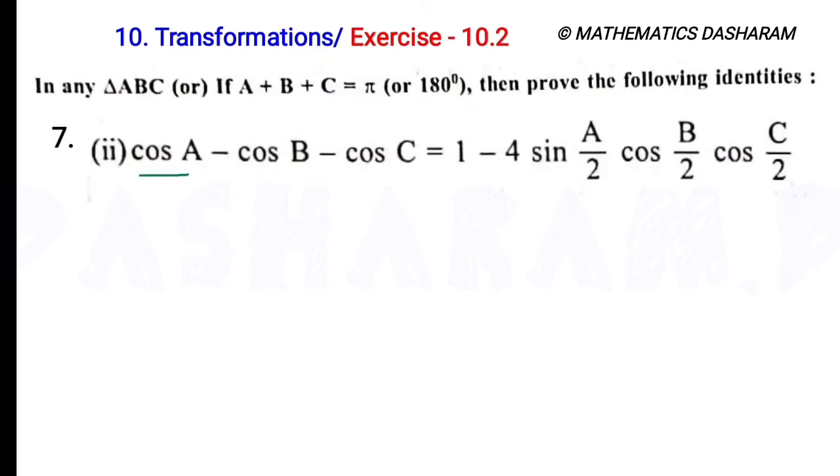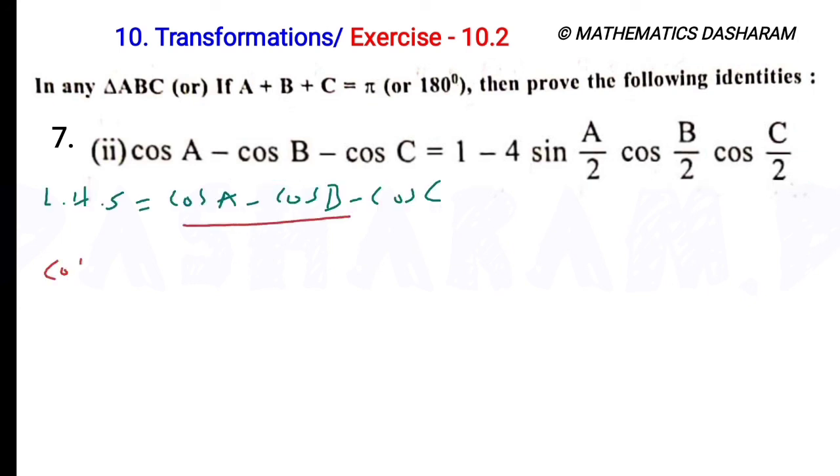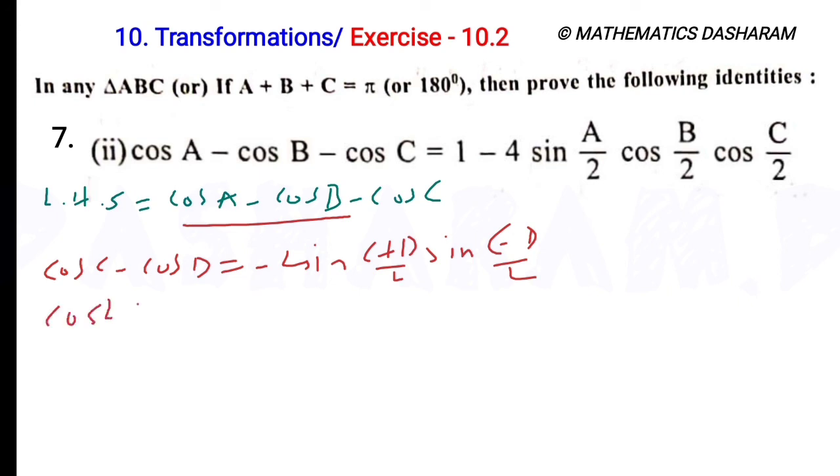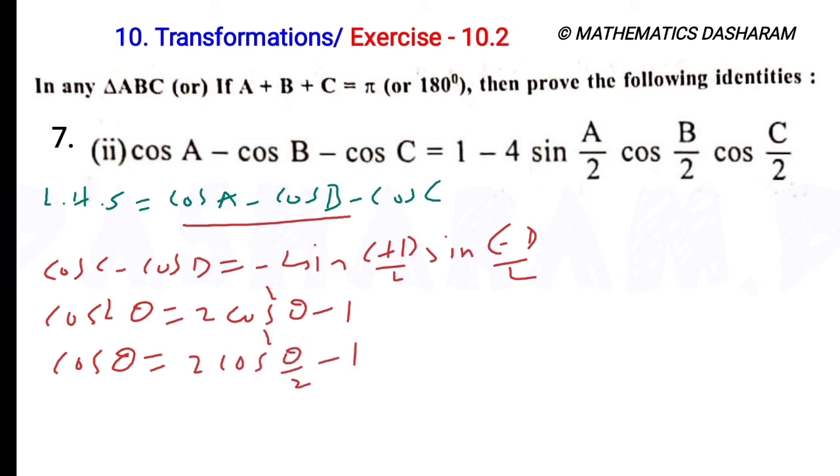Second problem: cos A minus cos B minus cos C equals 1 minus 4 sin A/2 into cos B/2 into cos C/2. So here for the first two terms, the suitable formula is cos C minus cos D, that is minus 2 sin (C plus D)/2 into sin (C minus D)/2. Next, the cos 2 theta formula, 2 cos square theta minus 1. From this cos theta formula, 2 cos square theta/2 minus 1. So this is the formula for cos C.